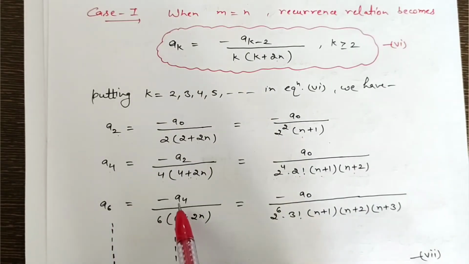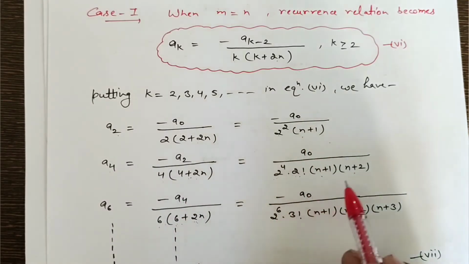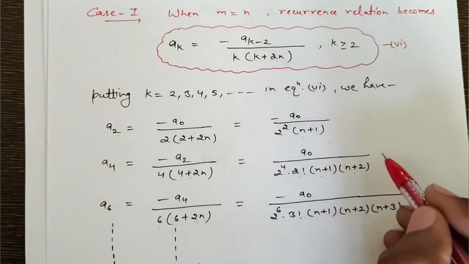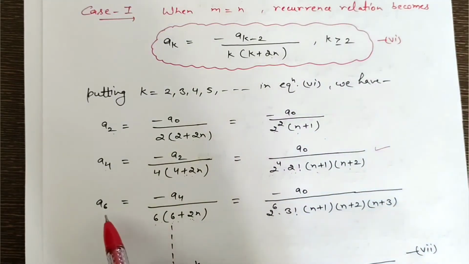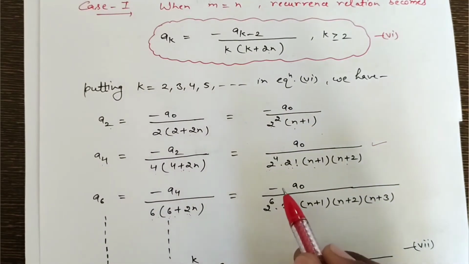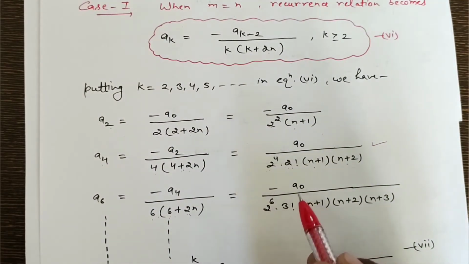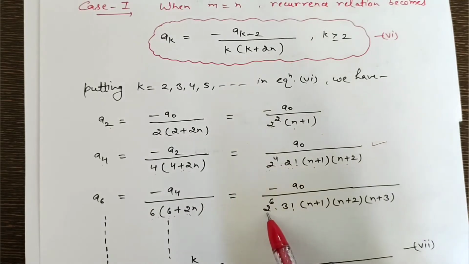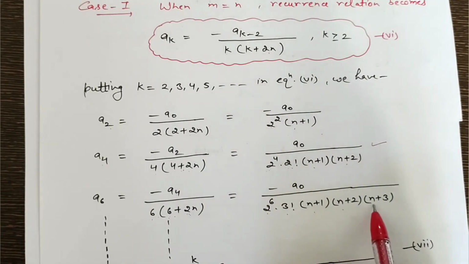Similarly, we can find a6. a6 will be minus of a4 divided by 6 into 6 plus 2n. Again 2 can be taken common, so it will be 6 into 2 into n plus 3, and this a4 is actually this in terms of a naught. So we can use the value of a4 to determine the value of a6 in terms of a naught, and it will be minus of a naught divided by 2 raised to power 6 into 3 factorial n plus 1 n plus 2 into n plus 3.